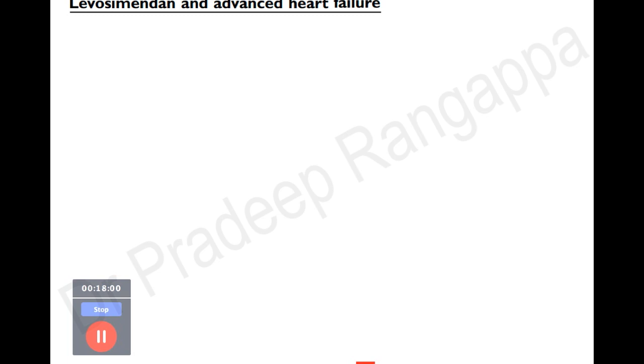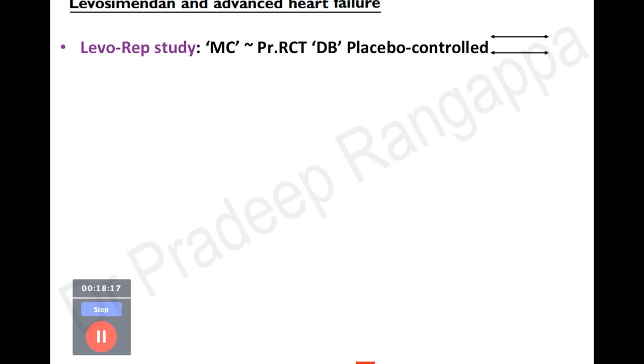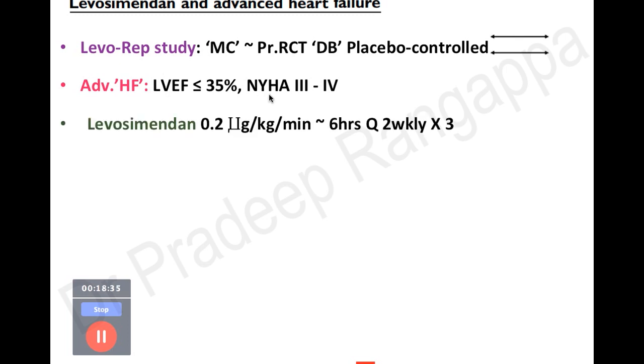So these are all about heart failure, say LV failure, where they were milder variants of heart failure. So now we look into the studies with advanced heart failure, because this is what is important for the intensive care setting. So this was one trial which came from Austria called the LIVOR REP study. This came in 2014, which is a multicentric, prospective, randomized controlled, double-blind, placebo-controlled parallel group trial. They defined advanced heart failure as LV ejection fraction less than 35% with NYHA class 3 to class 4 symptoms.